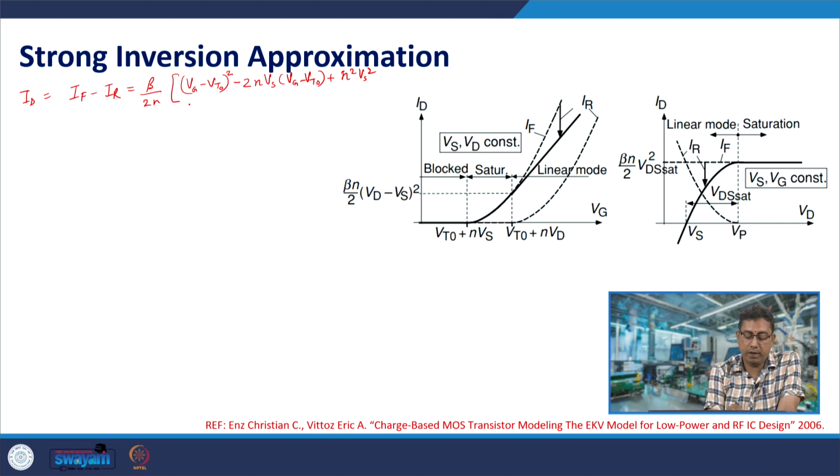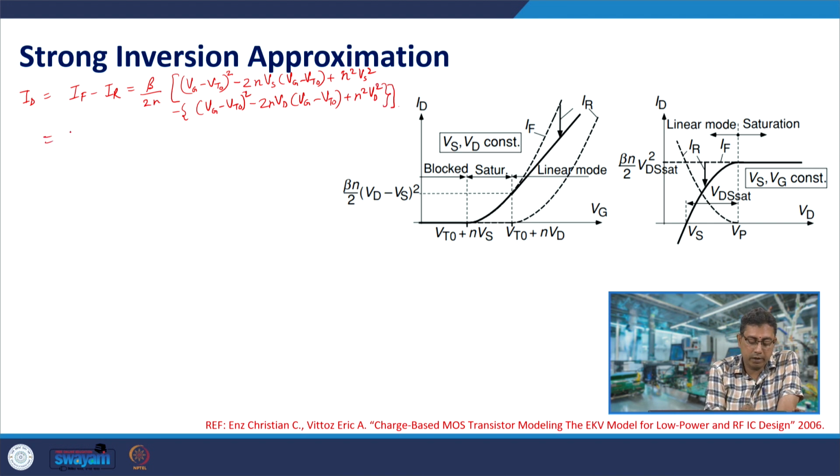Likewise you get the drain term, because for Ir we are integrating from local channel potential being infinite to local channel potential being the drain voltage Vd. So, you would have Vg minus Vto square minus 2n Vd into Vg minus Vto plus n square Vd square.